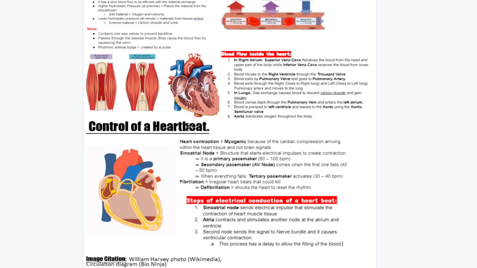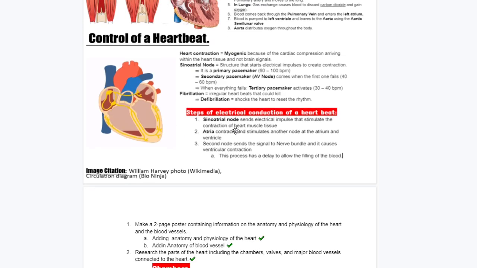Blood comes back through the pulmonary vein and enters the left atrium, and the blood is pumped into the left ventricle and leaves through the aorta, which is the big one right here, using the aortic semilunar valve. And this big aorta distributes the oxygen throughout the body.